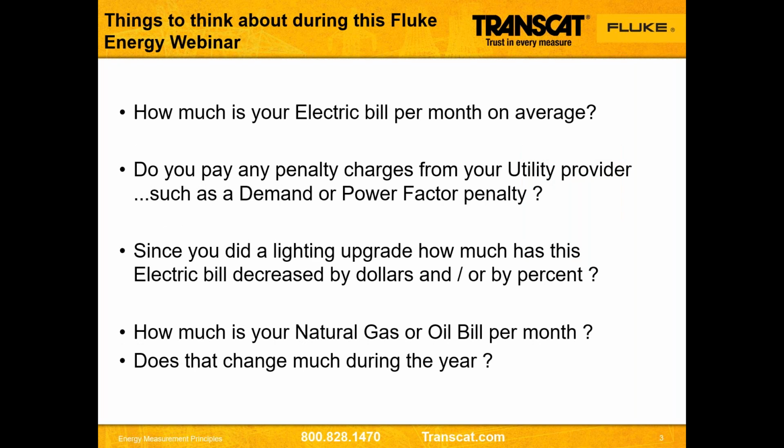A couple of questions, things you want to think about. How much is your electric bill per month on average? Some of the larger scale industrial plants, it could be several $100,000. Are you paying any kind of penalty from the utility, such as a demand charge or power factor penalty charge, which is an efficiency charge by your utility partner? Since you did a lighting upgrade, by how much did your electric bill decrease, in dollars or percent?